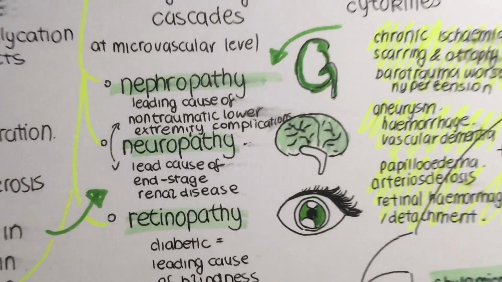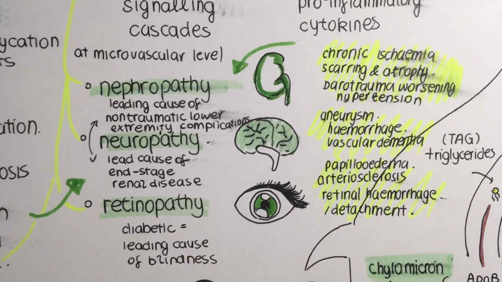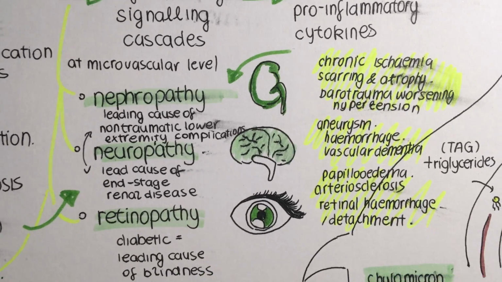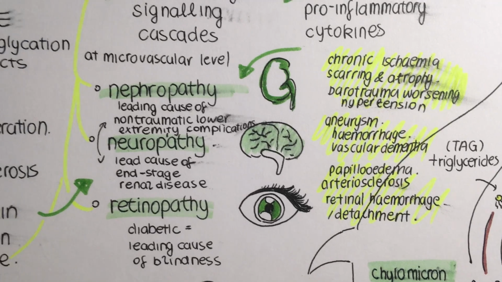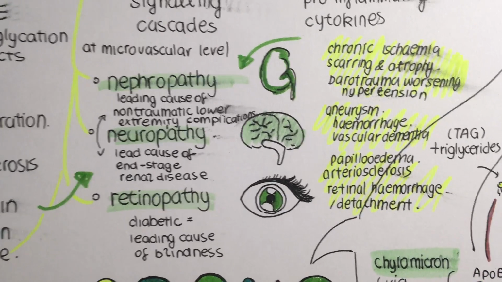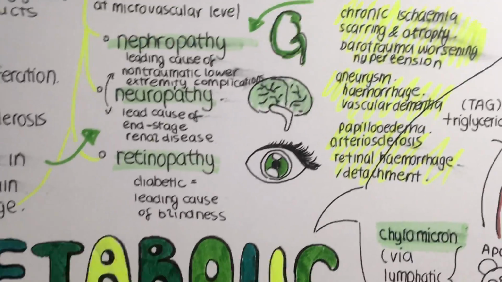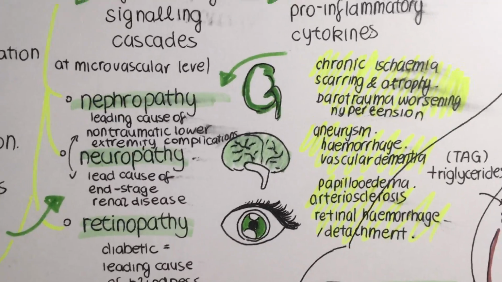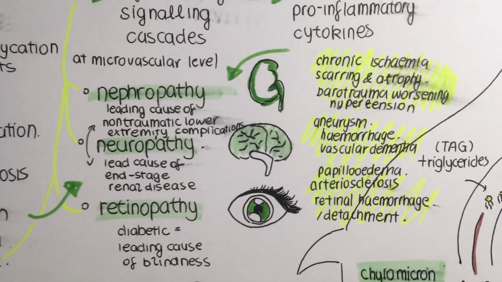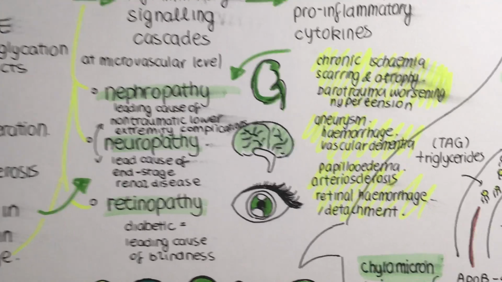Additionally, you can have not enough blood flowing to your kidneys or chronic ischemia, which can lead to atrophy and even more complicated causes. You can have hemorrhages and aneurysms occurring in the brain, which can lead to vascular dementia. You can also have arteriosclerosis in the eyes, which leads to retinal damage.